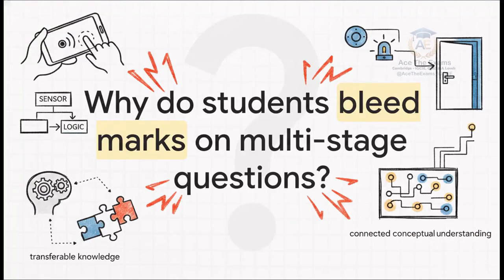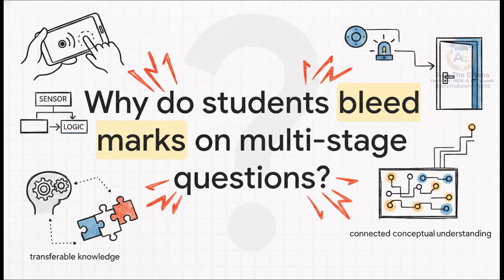It really is a fascinating paradox. Despite understanding basic sensor functions, like the simple fact that a proximity sensor detects how close an object is to a smartphone screen, candidates struggle immensely. Why? Because they fail to capture the all-important method marks hidden within complex multi-stage problems.